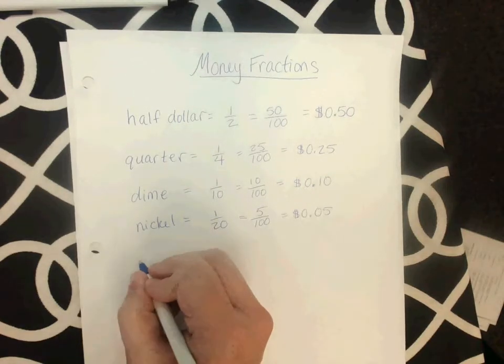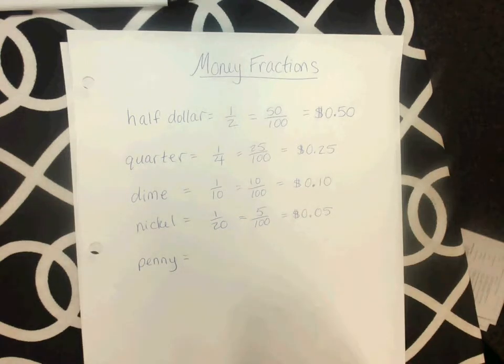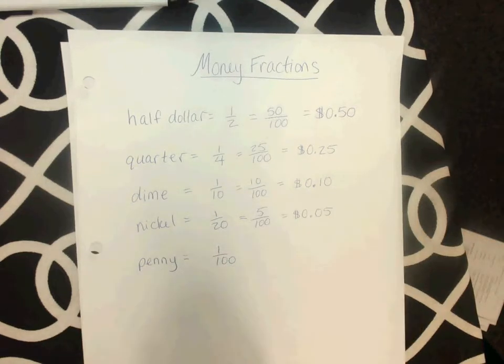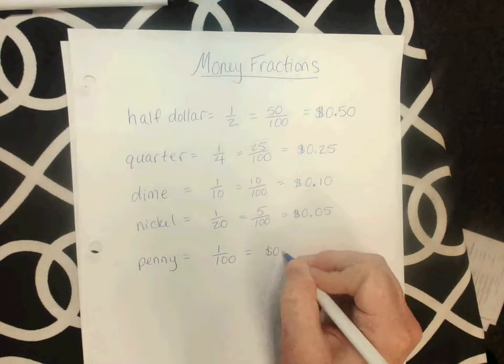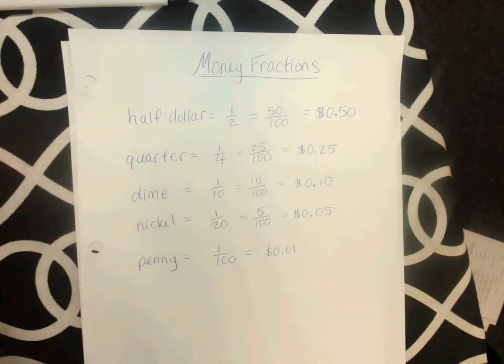Finally, let's look at the penny. A penny is worth 1 cent out of 100 cents. So we can write 1 100th. We can also write its decimal value as 0.01. Again, we need to pay attention to the place value.